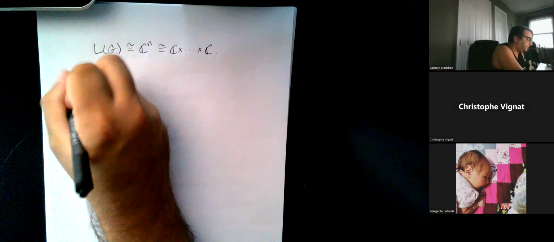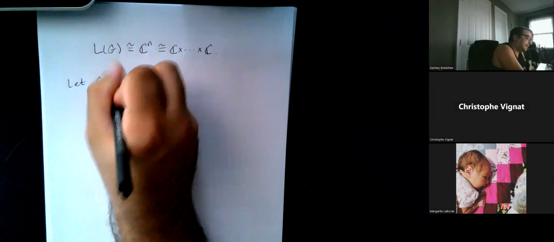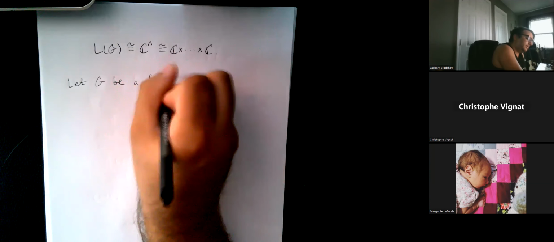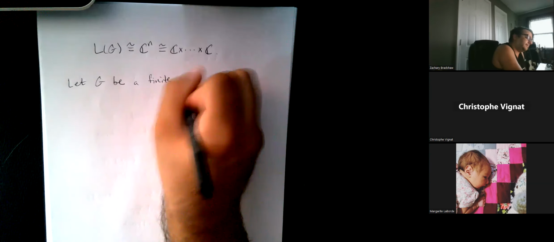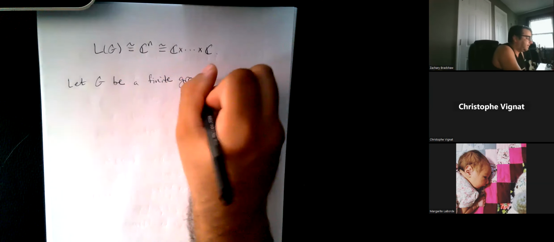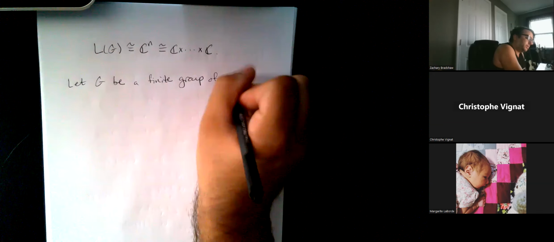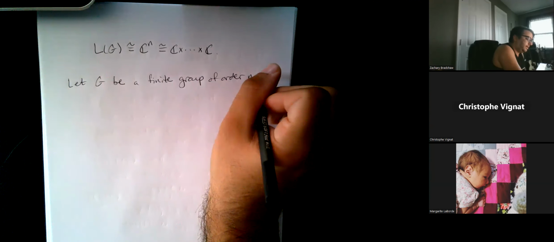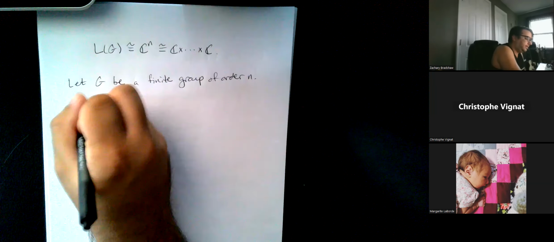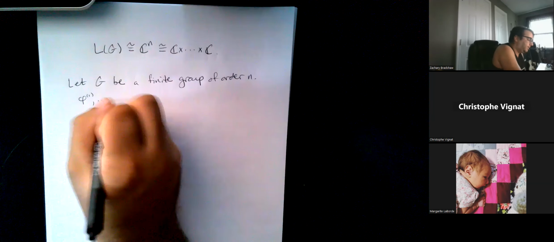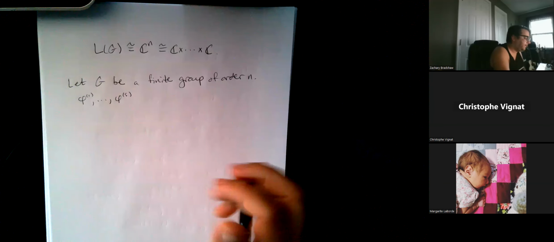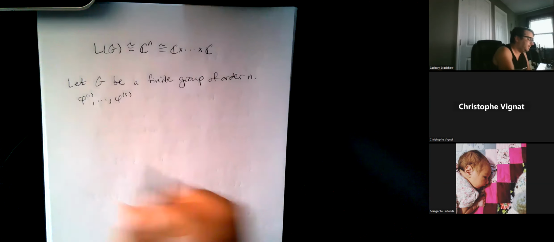So that's exactly what we're going to do. Let G be a finite group. Non-abelian, abelian, doesn't matter. And let's give it order n. And we're going to have phi 1 through phi s, as usual, be a complete set of unitary representations.